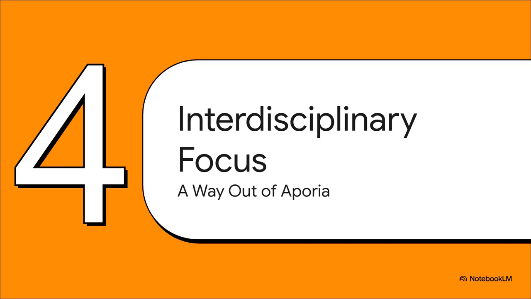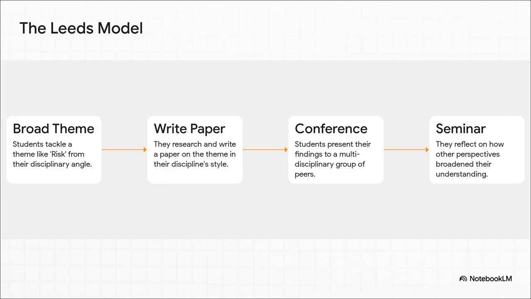Well, the breakthrough comes when we stop thinking of EGAP as general and start thinking of it as something much more powerful, interdisciplinary. And there's this brilliant practical model from the University of Leeds that shows us exactly how this works. You take a class of students from all different majors, and you give them all one broad theme to tackle, something like risk. So the engineer studies structural risk in bridges, while the business student looks at financial risk in the market. Each one writes a specific disciplinary paper, presents it to their peers, and then they all discuss what they learned from hearing these completely different perspectives.